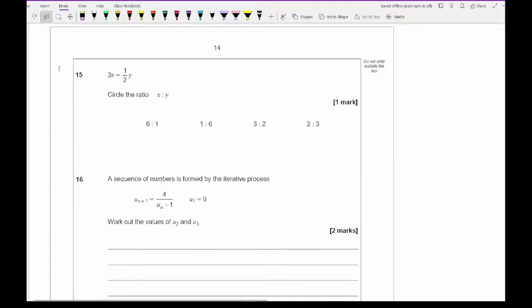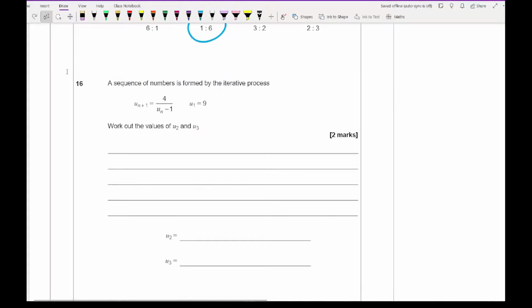Then working with question 15, it says 3x equals a half y. Circle the ratio of x to y. So for this, we can write ratios as fractions. To get this fraction, I need to take the y over to that side and the 3 over to that side. So what I end up with is a half over 3, which then becomes 1 over 6. So the correct answer is going to be our second option.